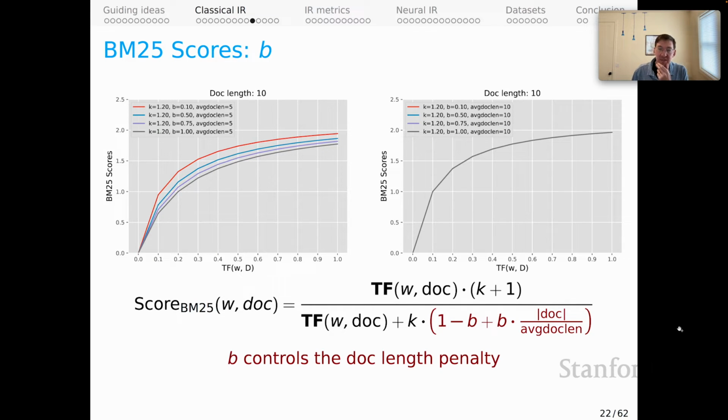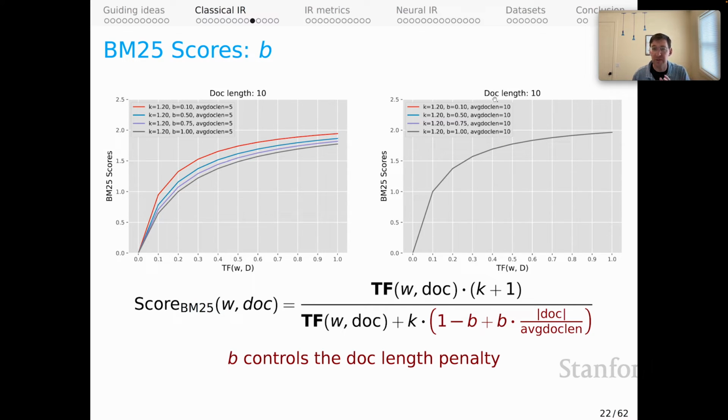Now let's dive into the role of B. The function of that hyperparameter B is to control the amount of the penalty that we give to long documents. So let's break that down a little bit over here. Again, we have a target document of length 10, that's our example, and we have an average document length of 5 over here. And you can see that as we increase B from 0.1 to 1, the overall effect is to diminish the scores. So higher values of B mean more of a penalty given to long documents, because that reduces the score even more.